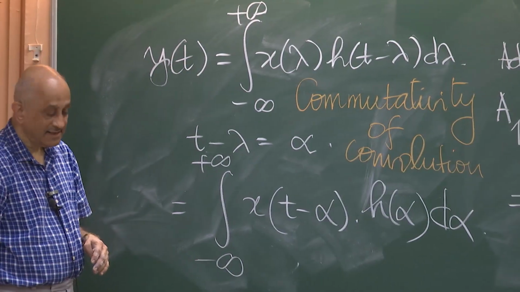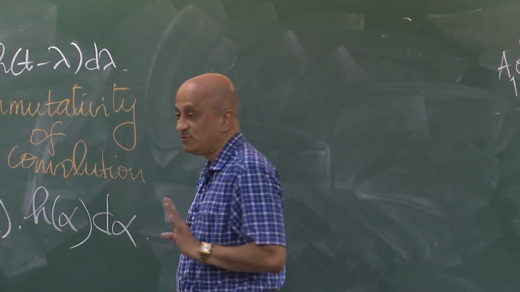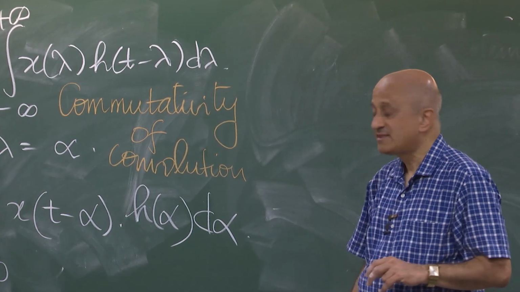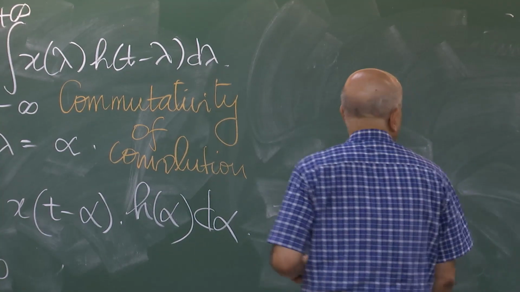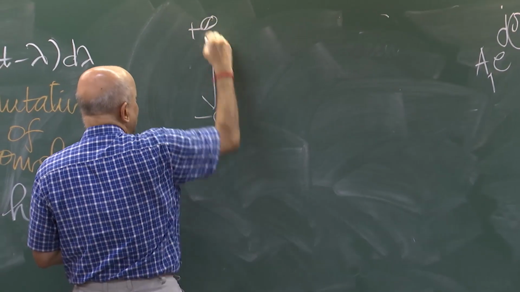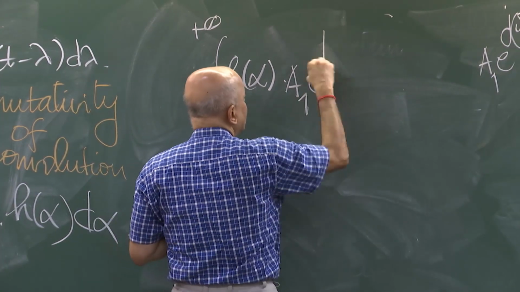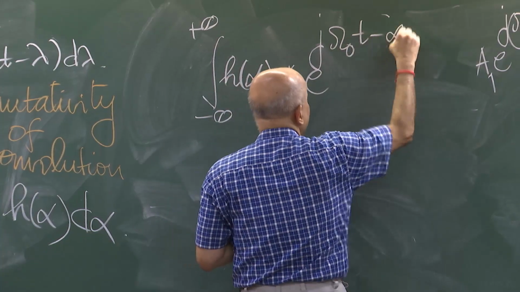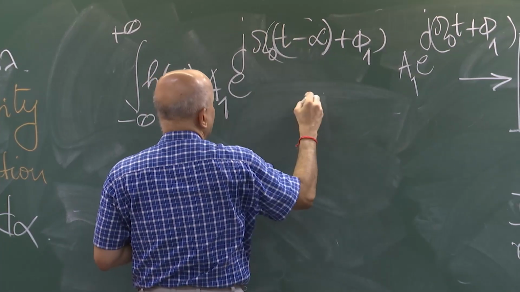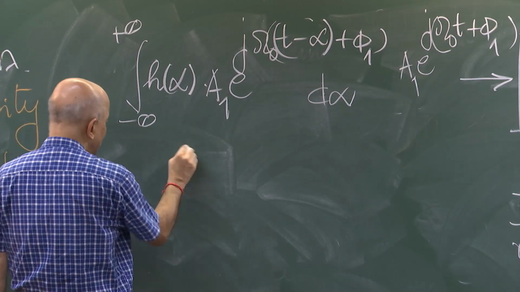Okay. Let's find out what the output would be. Now, use this property of convolution. It's convenient here to write h of alpha, x of t minus alpha instead of the other way. And therefore, you have the output being the integral from minus to plus infinity of h alpha. Now, here x is this. So, A1 e raised to the power j omega naught t minus alpha plus phi 1, right, and d alpha. So, we have, now this can be split.